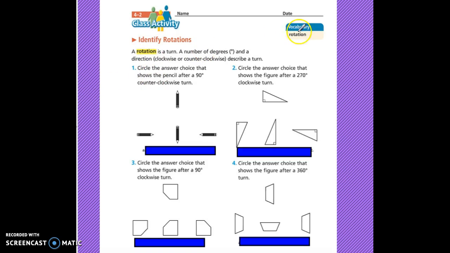Now rotation, again, that's one of our vocabulary words. A rotation is a turn. A number of degrees, and a direction, either clockwise or counterclockwise, describes the turn. So basically any turn in an object is a rotation.